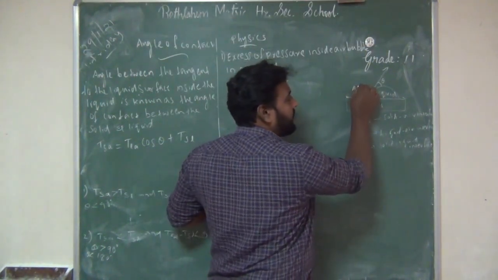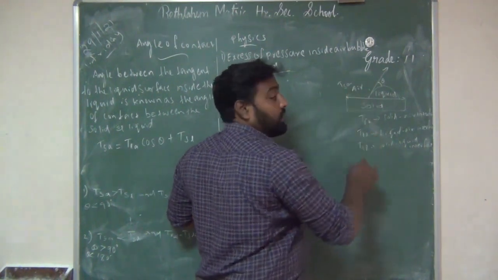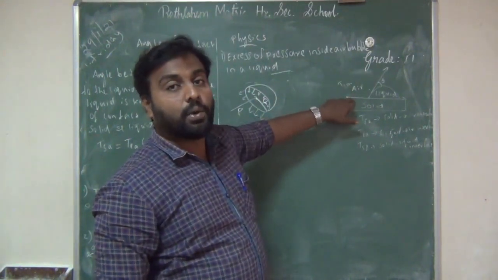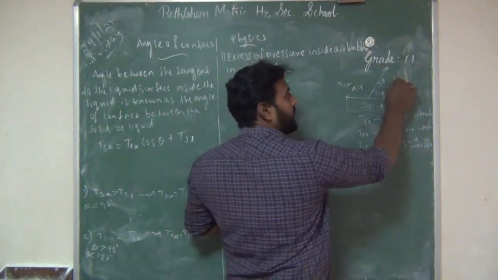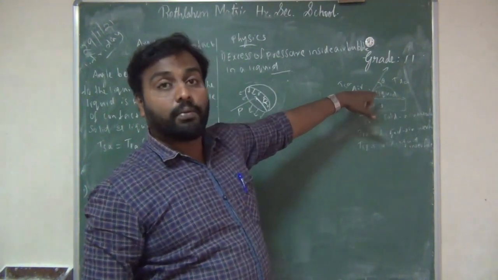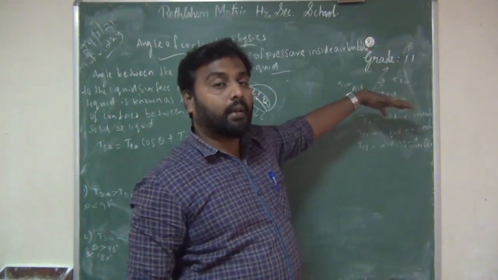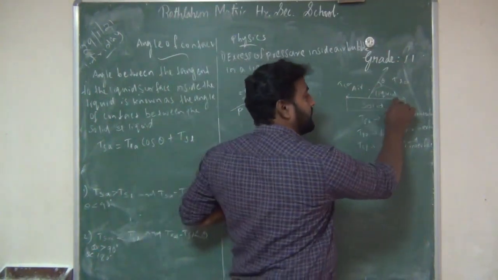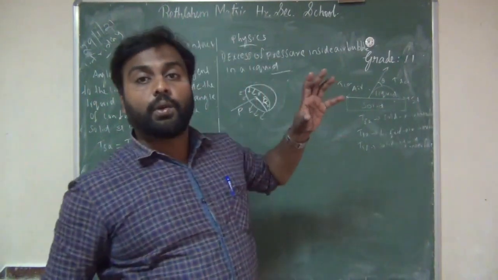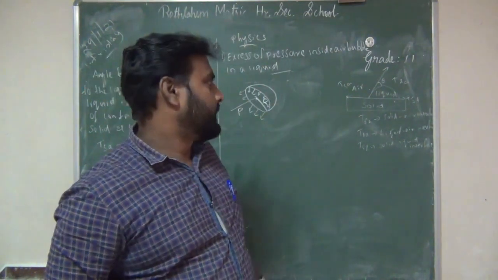Solid air, TSA: surface tension due to the surface of solid and air. TLA: this is the liquid air interface, so surface tension due to the liquid air interface. And TSL: surface tension due to the layer between solid and liquid.